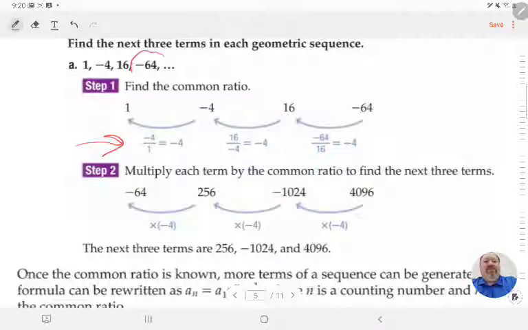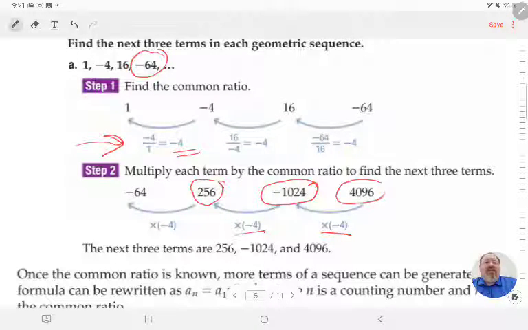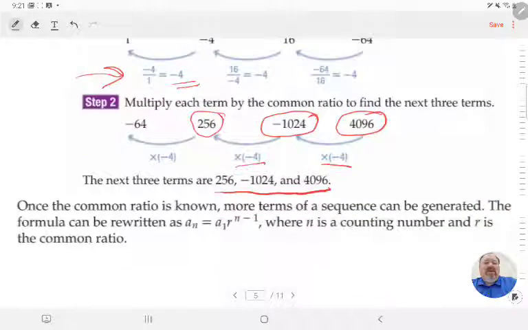So if my last term is negative 64, I can multiply that by the common ratio of negative 4, and that's going to give me a positive 256. Then I take that and multiply it times negative 4. That's going to give me negative 1,024. Then I multiply that times negative 4, and I'm going to get 4,096. So the next three terms would be 256, negative 1,024, and 4,096.